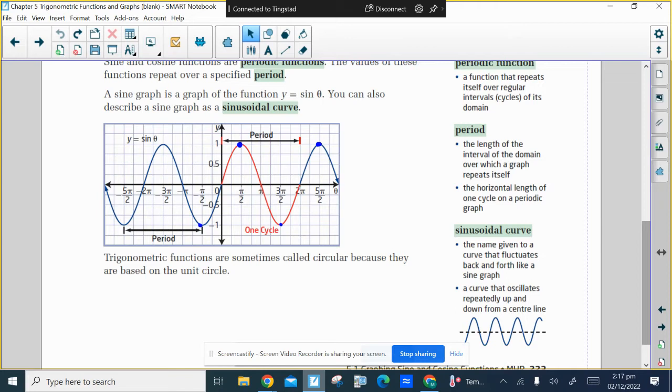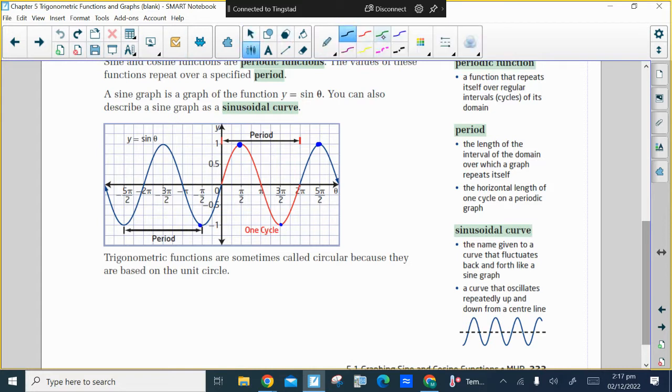Okay, try this again. So if you went from one minimum point to the next minimum point, that is a distance of 2 pi radians, because you're going from negative pi on 2 to positive 3 pi on 2. That is a distance of 4 pi on 2, which is 2 pi. So that is the period of a sine function, how long it takes to go through one cycle.